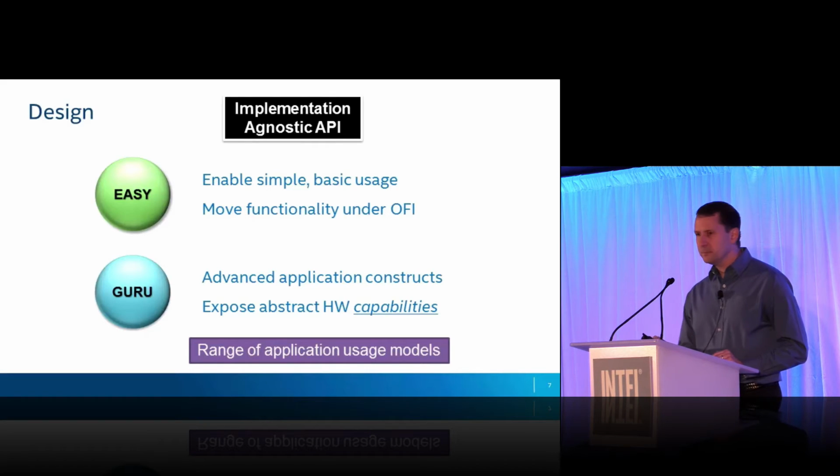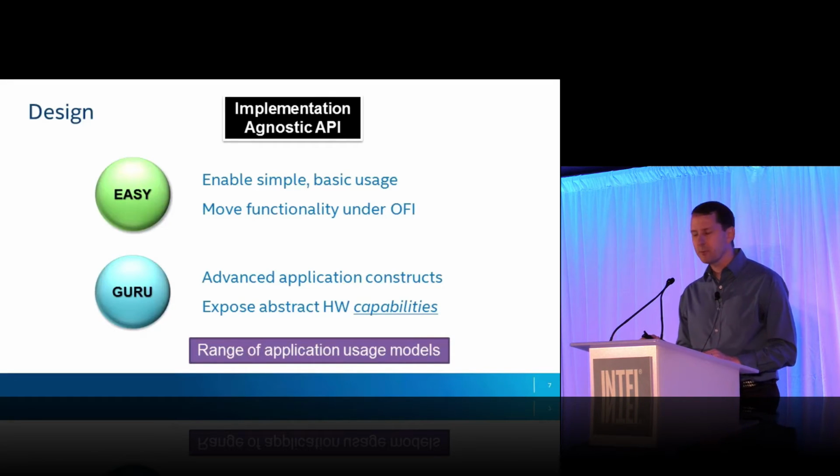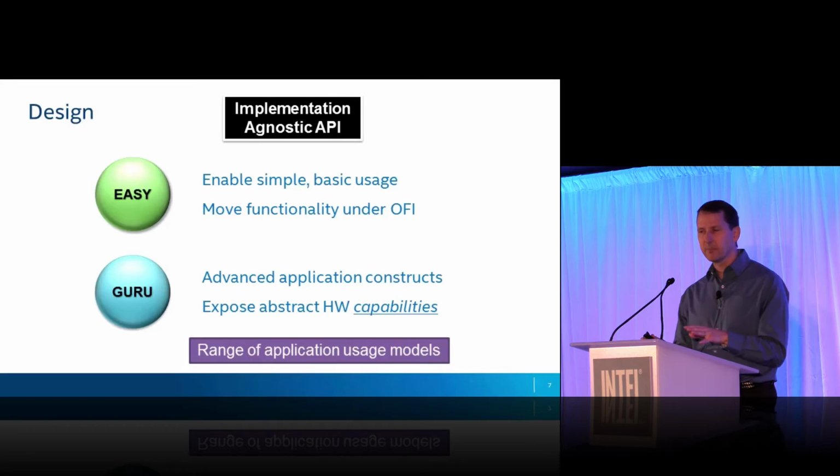So in the easy mode, again, from the API's perspective, there's not like an easy button. This is conceptual here, but from the easy mode, basic usage, we want to move functionality underneath libfabric. So if a bunch of applications have to do the same amount of work, we want to push that down under libfabric so it only needs to be done once. We can have a single implementation, debug it, optimize that code once, and all applications can use it.